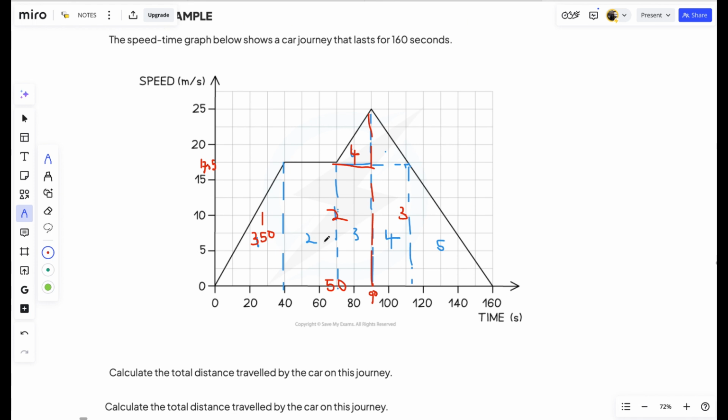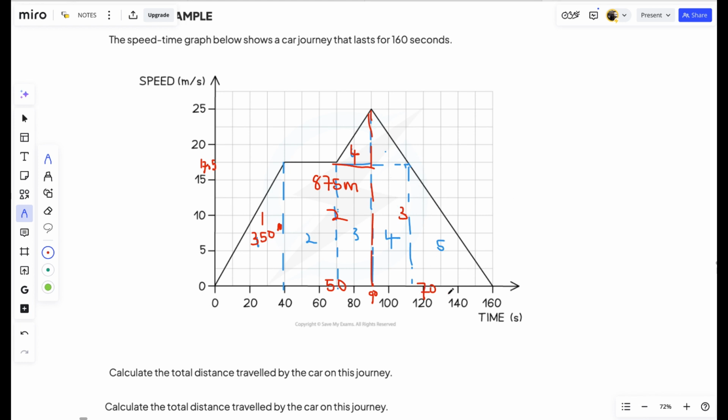50 multiplied by 70.5, we get 875. So here we get 875 meters. Let's do the big one. This big one, we have the base from 90 to 160. 90 to 160 is 70. So here the base is 70, right? The height is 25 for this one.